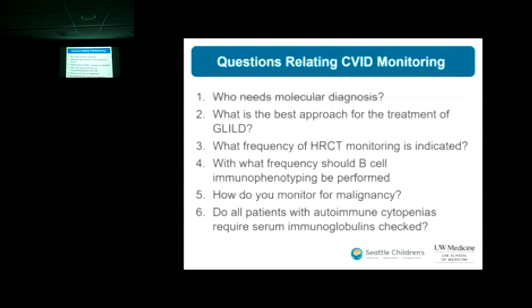And then how do you monitor for malignancies? And what is it that you need to do? How frequently do you need to see that? And finally, we do know that in the adult autoimmune cytopenia, should you be recommending that all adult patients who develop autoimmune cytopenia get a set of immunoglobulins?